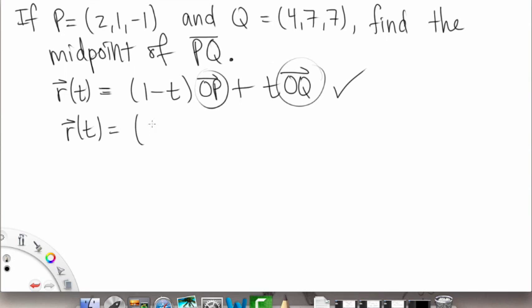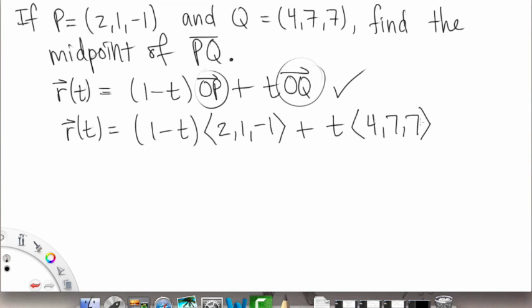So we have 1 minus t, and OP is just the point written with arrow brackets, as I've mentioned before. Then OQ is also the point written with arrow brackets. There we go. And now what we can do is just distribute. So we have the 1 distributing to each of those, and then the negative t distributing to each of those as well.